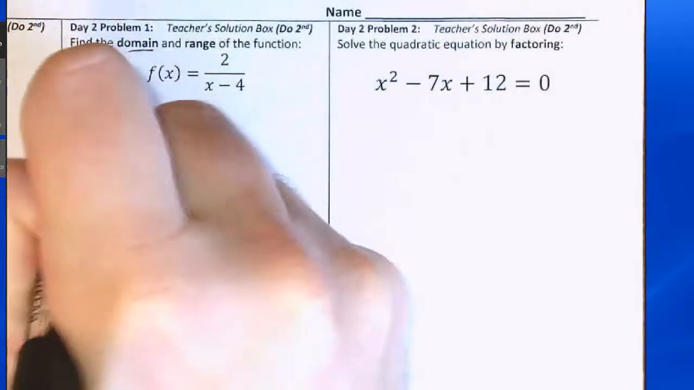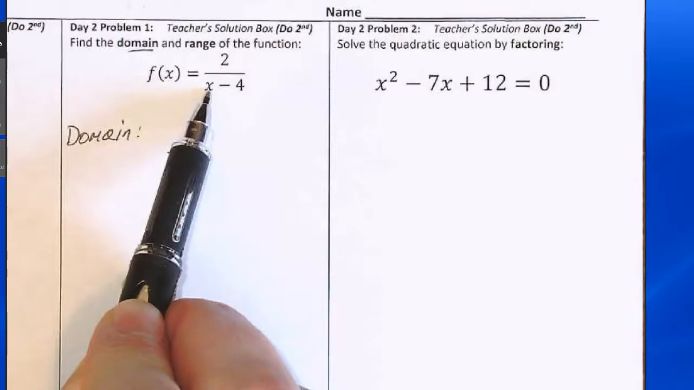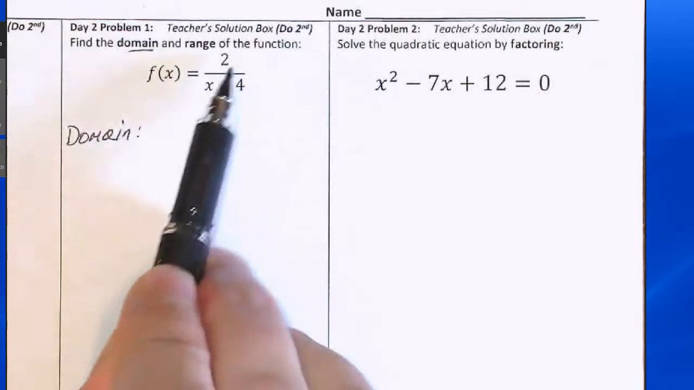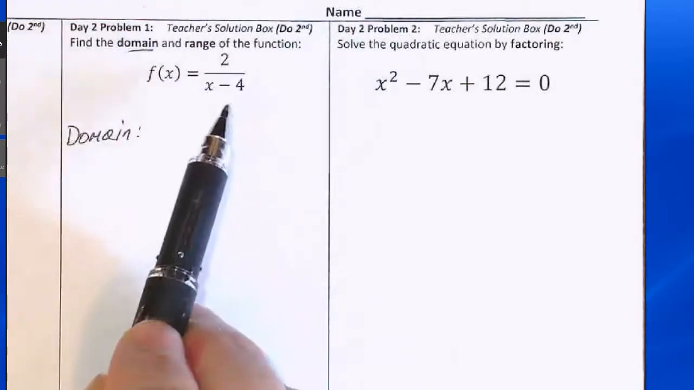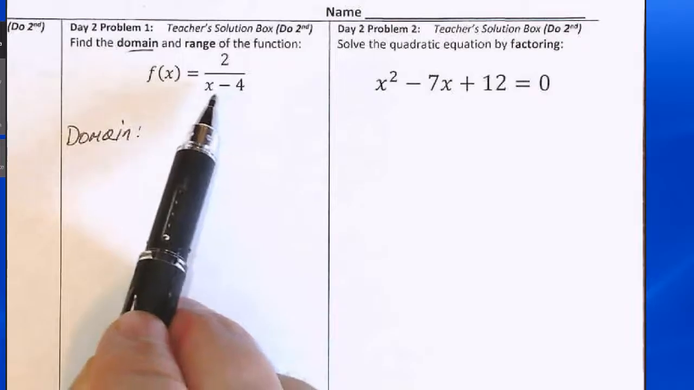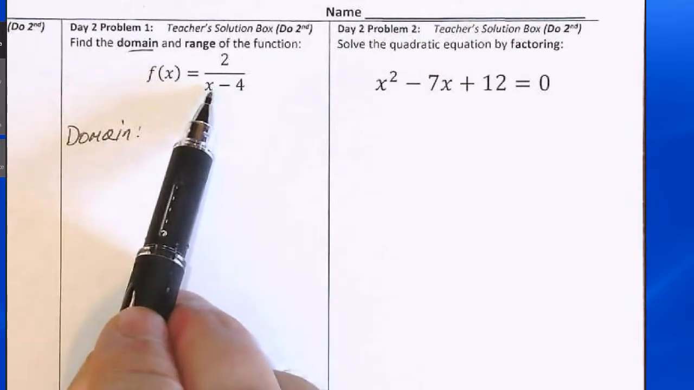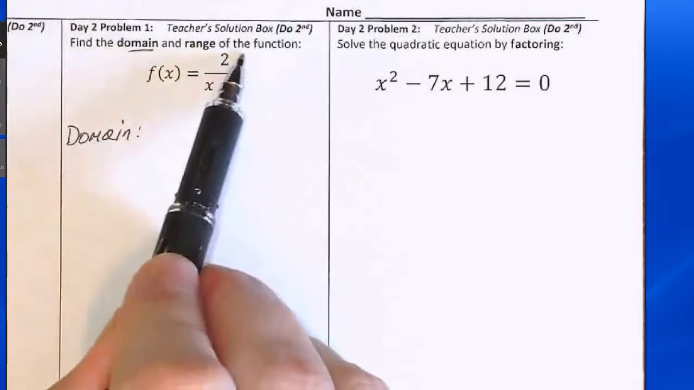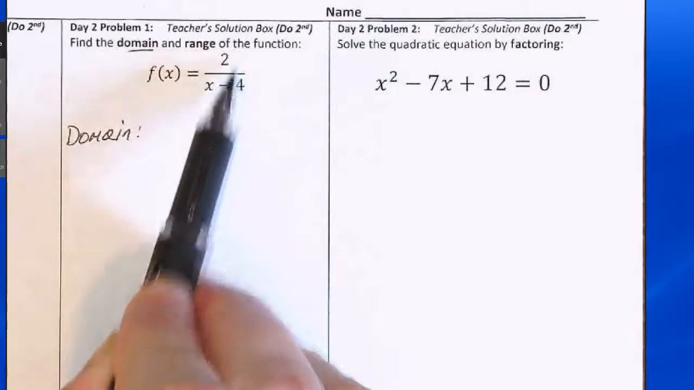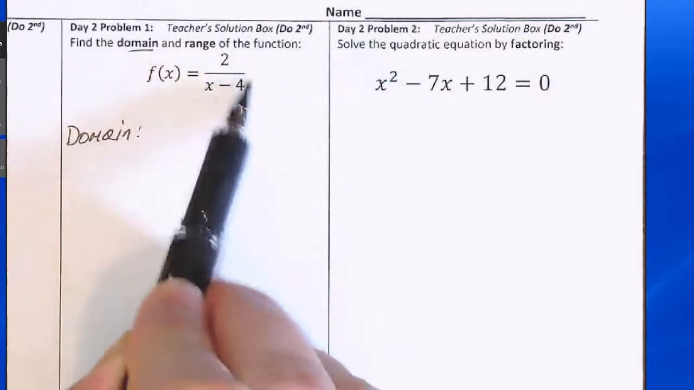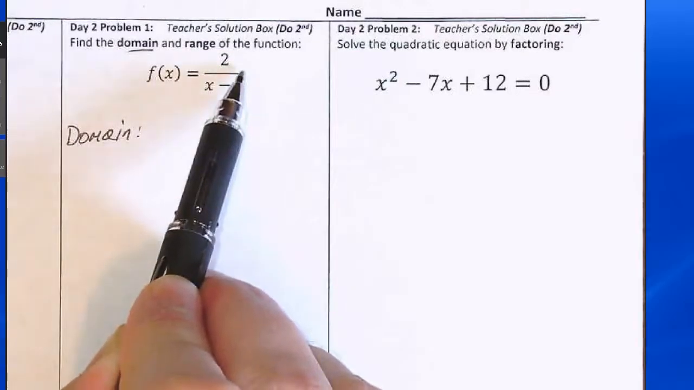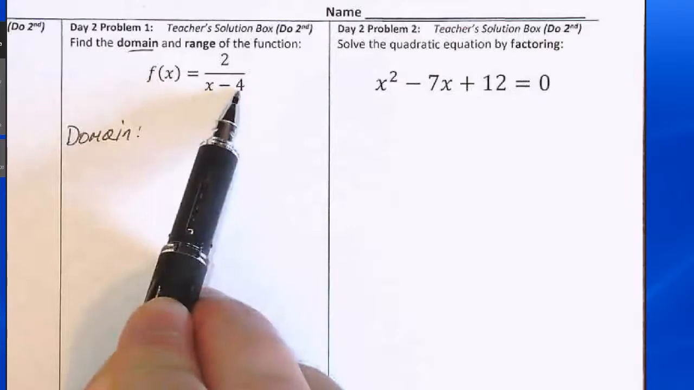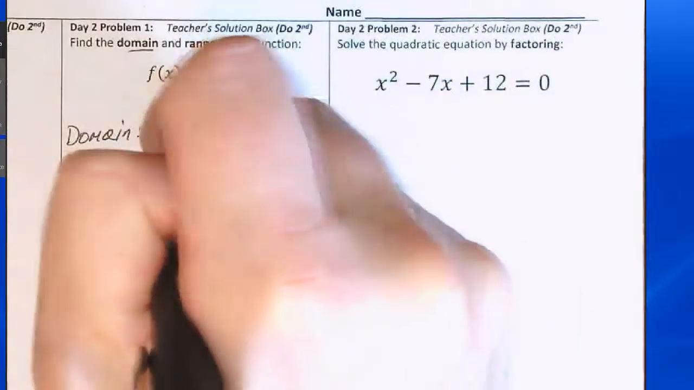The domain of a function is all numbers that could be used for the variable x. Often that's all real numbers, but sometimes there are numbers that can't be used for x because they would violate particular math rules. In this case, we have a division problem or a fraction that has a denominator. You can't divide by 0. This denominator can't be 0.